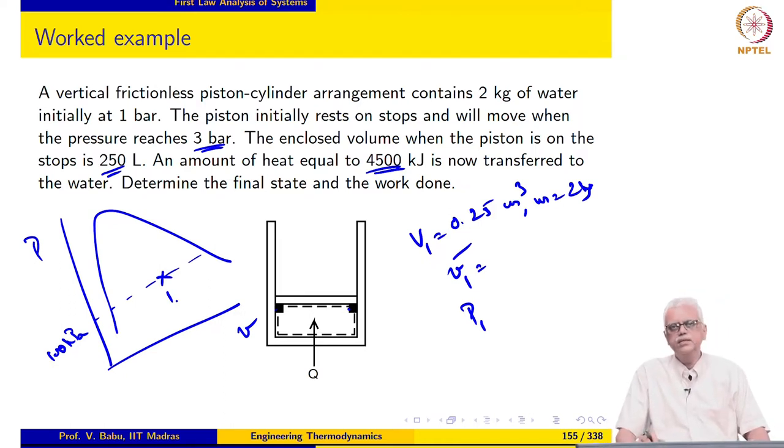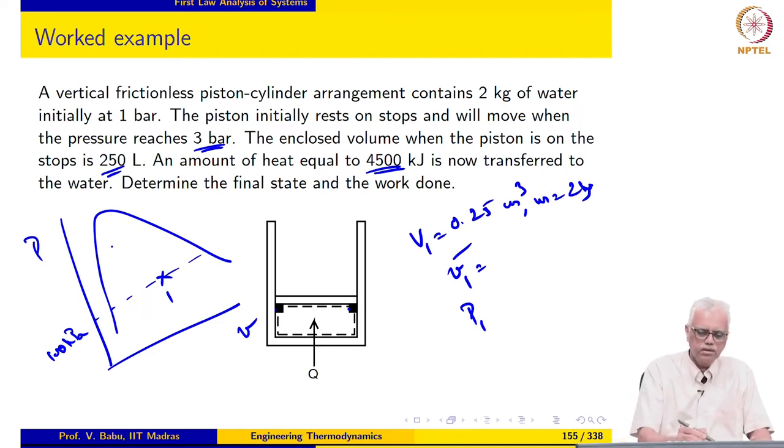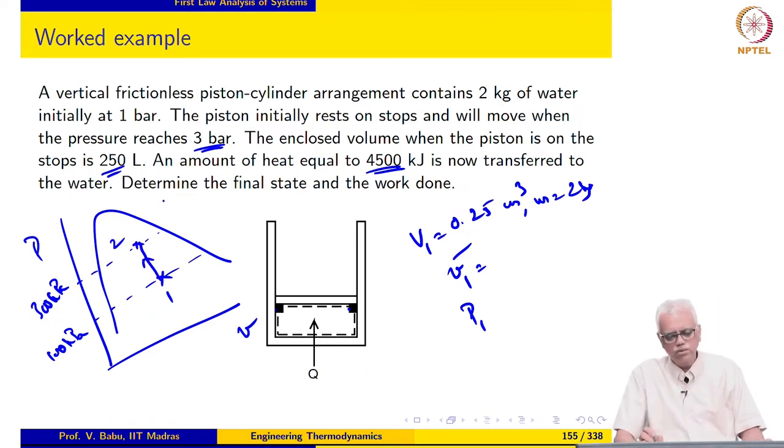Now we add heat to the contents of the cylinder. Notice that the volume will remain constant until the pressure inside reaches 3 bar, because at that pressure the piston will start to lift. So the working substance undergoes a constant volume process from 1 bar to 3 bar, or 300 kilopascal. Let us say that this is 300 kilopascal. Let us denote this state as state 2.